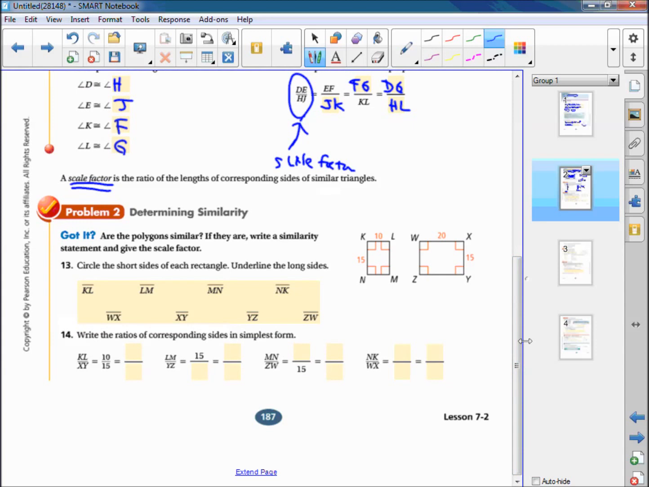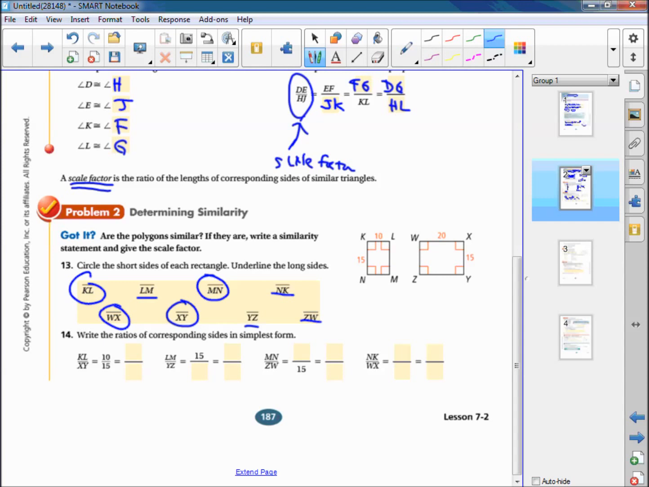Problem number 2, determine similarity. Are the polygons similar? If they are, write a similarity statement and give the scale factor. So circle the short sides of each rectangle and underline the long sides of each rectangle. So since they're rectangles, we know all the short sides are the same. So the short sides are KL, NM, or MN, let's see, XY, and WZ. And then the long sides are all the others. Okay. All right, so let's find out the ratios, comparing them.